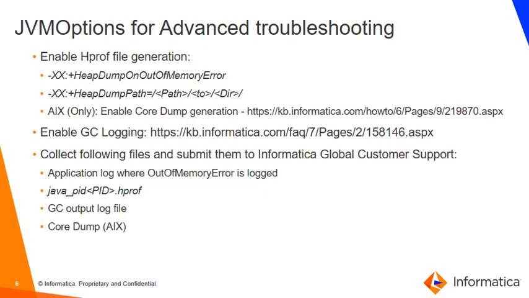Advanced troubleshooting of an out of memory error primarily involves analyzing the heap dump file. The heap dump file has an extension of .hprof and it is created by the Java process. First, verify that heap dump generation is enabled for the Java process. The flag HeapDumpOnOutOfMemoryError must be set. Optionally, HeapDumpPath may be set to specify a location for the .hprof files. If these flags are not set, edit the JVM options for the failing Java process and add these flags.